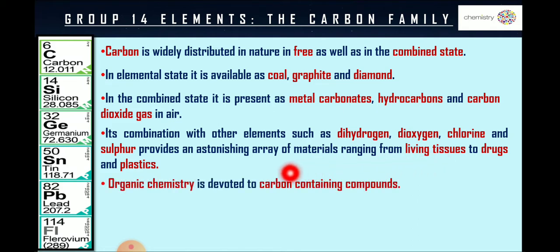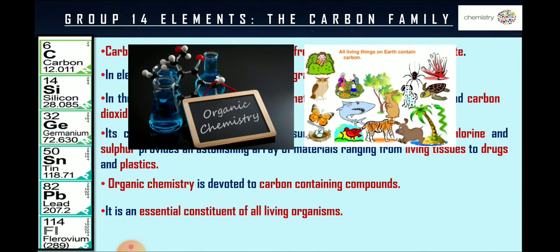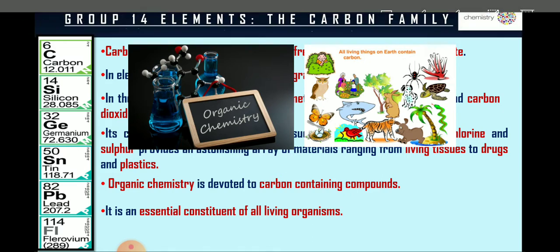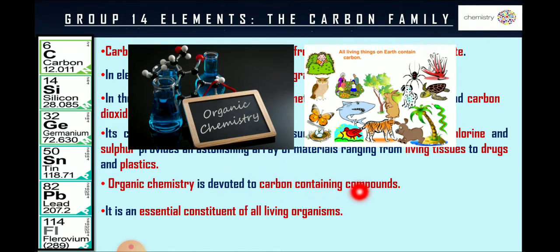Because of this character, there is a branch of chemistry known as organic chemistry. It is devoted to the study of carbon containing compounds. Organic chemistry is a very big branch of chemistry which deals with the study of carbon compounds. And carbon is an essential constituent of all living organisms. The humans, the animals, the plants contain carbon in many forms. The food we take is a carbon compound. The proteins are carbon compounds, organic compounds. The enzymes, vitamins, the biochemical reactions which take place in a biological system, they all are carbon compounds only. Hence, we can call carbon an essential constituent of all living organisms.